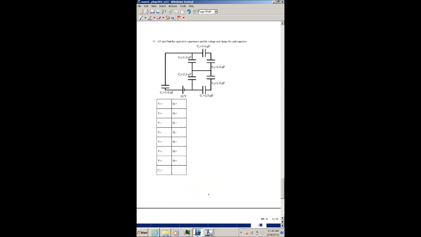Some of you got all the numbers right, and that was really easy to grade. But some of you might have gotten the equivalent capacitance wrong initially, and then that messed up all of your numbers as they went along.